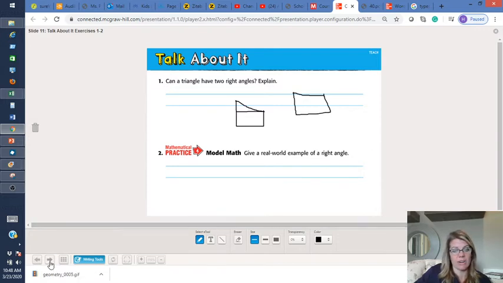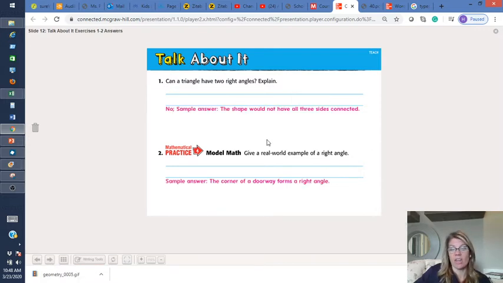So let's see what they had for their answer right there. Nope, the shape would not have all 3 sides connected, right? You either couldn't connect it, or to connect it, it would make it a 4-sided figure.